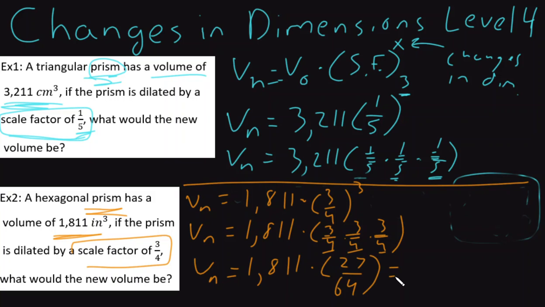Now, once again, if you're using a phone calculator, here's how I would do this. I would take 1,811, and I would start by multiplying by the 27 on top. So we times 27, get a big number, 48,897. And then you'll always divide by what's on the bottom, because that's what a fraction really is. And our final answer will be 764.02. And in this case, inches cubed.